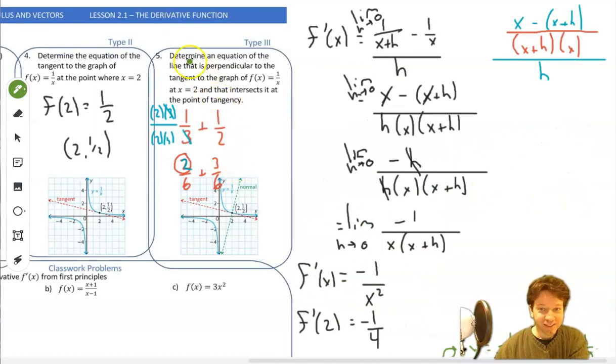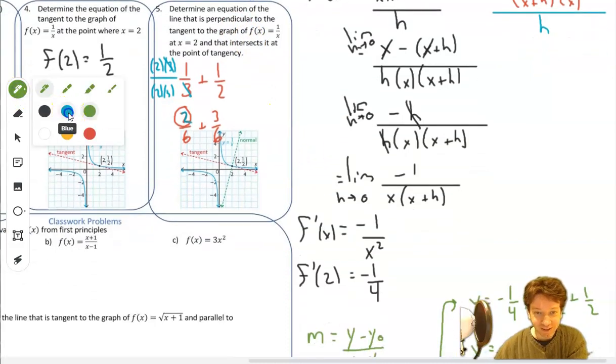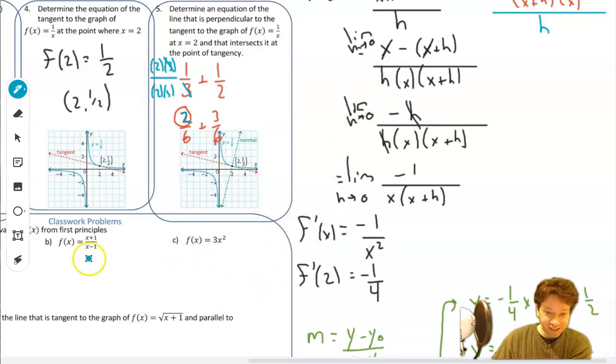Okay, so the last problem says determine an equation of the line that is perpendicular to the tangent of the graph at x equals 2. So we already figured out what that tangent is, because it's the same function, 1 over x, and so it's the same derivative function, -1 over x squared. But we want something that's perpendicular. So let me use a different color here. I'll use blue. The slope of that line that's perpendicular is going to be the negative reciprocal of this slope here. So if this line has a slope of -1 over 4, the perpendicular one we're looking for would be, take the reciprocal, so flip them, which is 4 over 1, and take the opposite sign. So it's just 4.